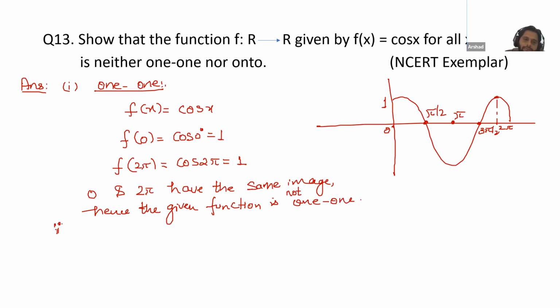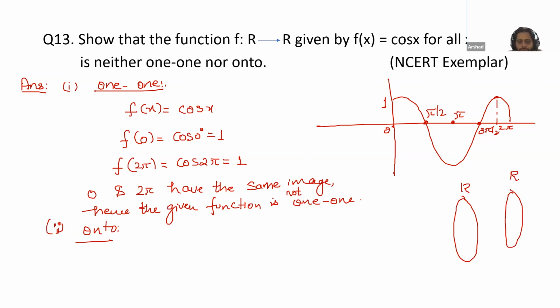Now for onto. In this case, we have two sets. The first set is R, the real numbers. The second set is also R. Now please tell me, what is the minimum value of this cos function? What minimum value will this cos function attain? Minus 1.